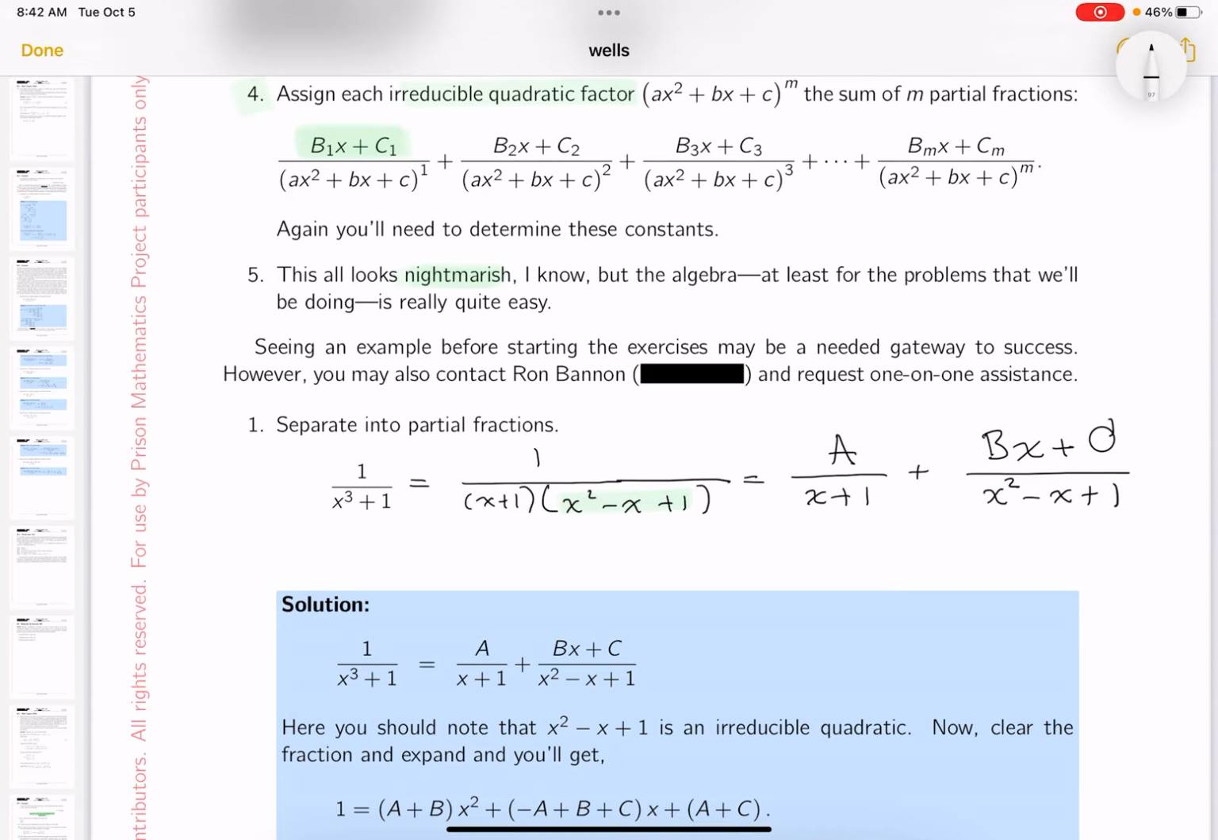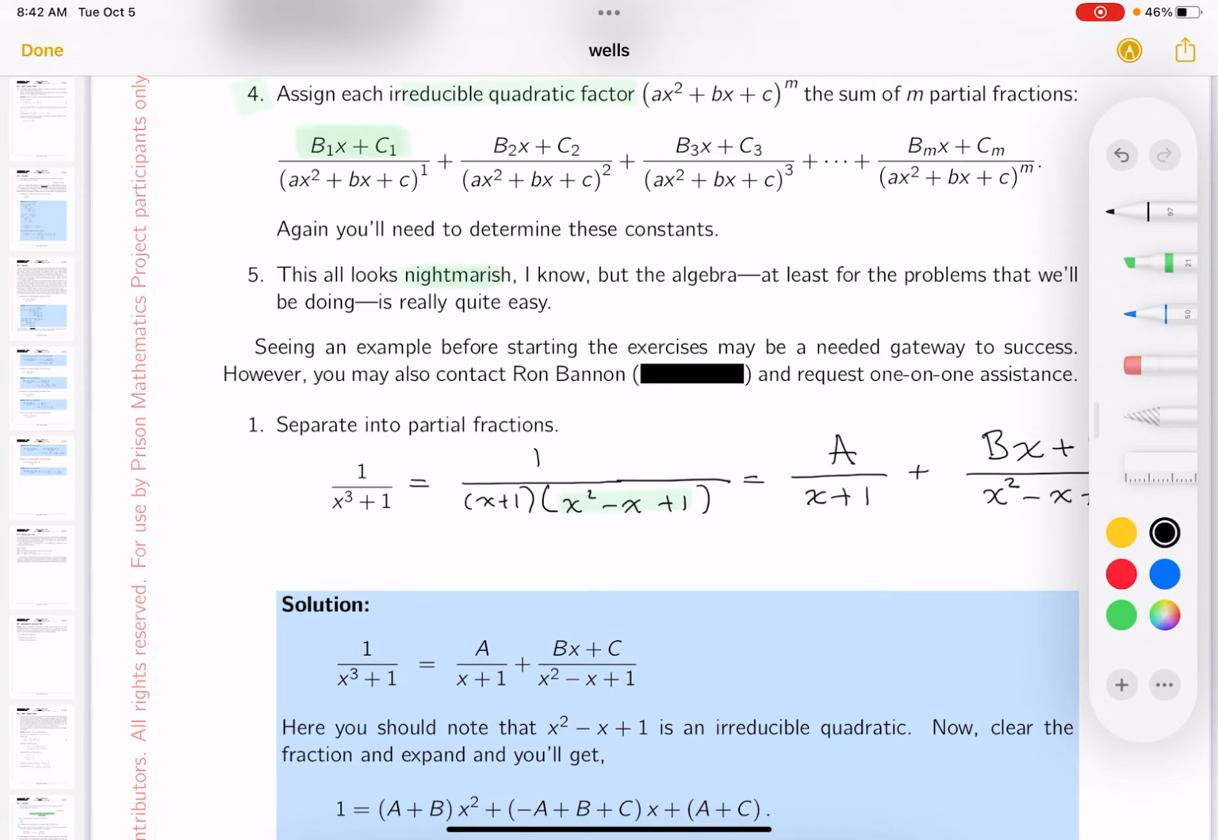Whoops, sorry about that. My pen thought I was trying to draw something here. Let me get my eraser out.